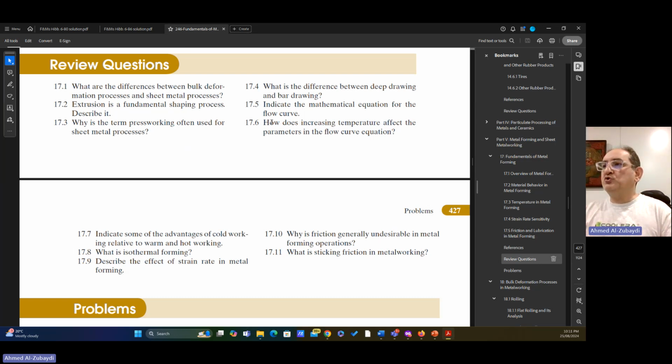And once again, how does an increase in temperature affect the parameters in the flow curve equation? We mentioned something about that earlier when we talked about heat treatment and strain hardening, and we also talked about the elasticity and plasticity of materials, and ductility and brittleness. So you should understand this stuff. You will find the answers to all these questions within the videos and within the book, which you can get a copy of. We can also find them through the slides that I prepared for you.